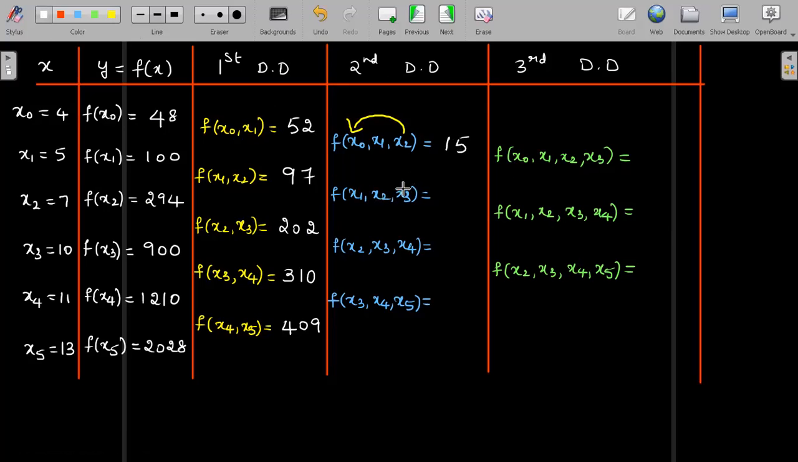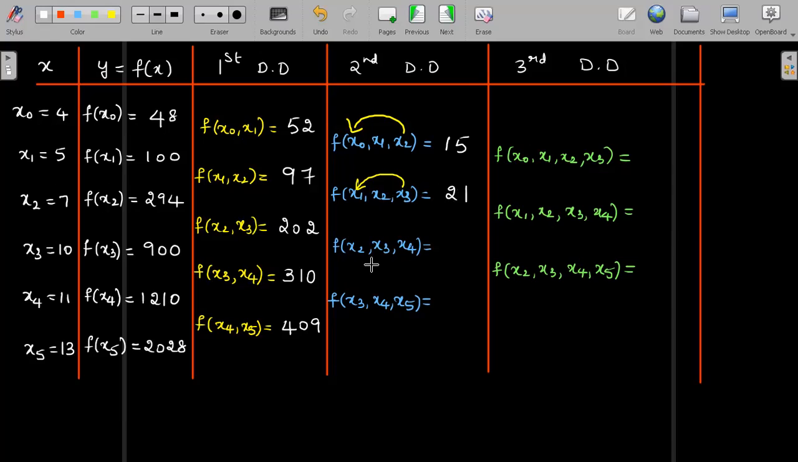Similarly, for the next one, it is x3 minus x1 in the denominator. For the numerator, 202 minus 97, divided by the denominator x3 minus x1, 10 minus 5. So writing down the notations will actually help us to obtain these values easily.